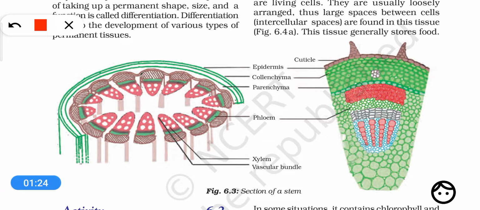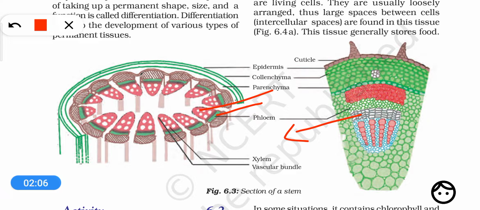Now here you can see this red colored patch. This is the pericycle. This is made up of sclerenchyma, that is a dead tissue. Then there is phloem, then xylem, and this is the cambium. This group of tissues including phloem, xylem and cambium is called the vascular bundle. The green patch is the phloem, the red patch is the xylem, and between the phloem and the xylem there is a cambium.